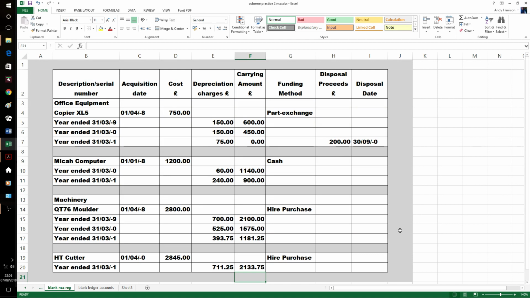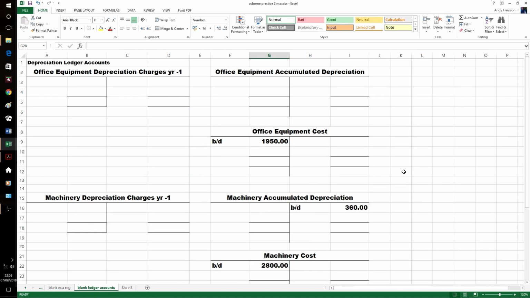We haven't got the tick boxes to show barcodes and the fact that we've found it and it hasn't been stolen, it's still in use or been authorised, but this is as it will appear on an AAT screen. So the ledger accounts are using the same numbers. We have, to start off with, depreciation for office equipment. We have two charges for office equipment depreciation. We have the 75 and we've got the 240.